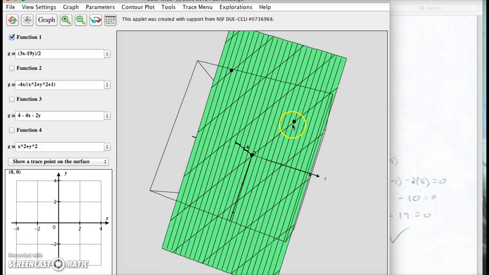You see that 1, 2, 3, all points are on the plane. Therefore, we did the problem right, and there were no mistakes. And that's how you would go about finding the equation of a plane. Any questions, feel free to comment them. I'll be happy to answer them.